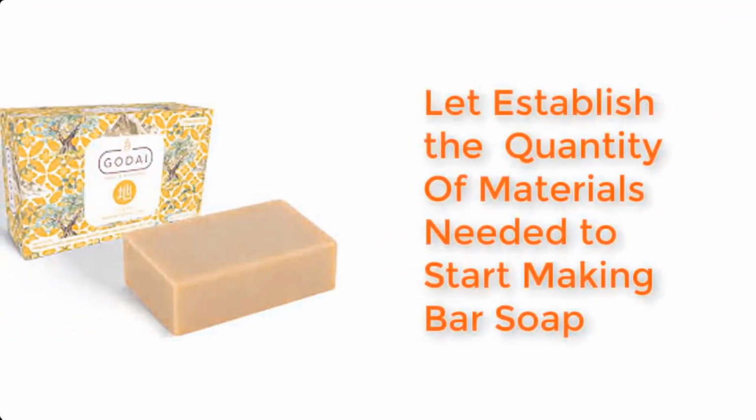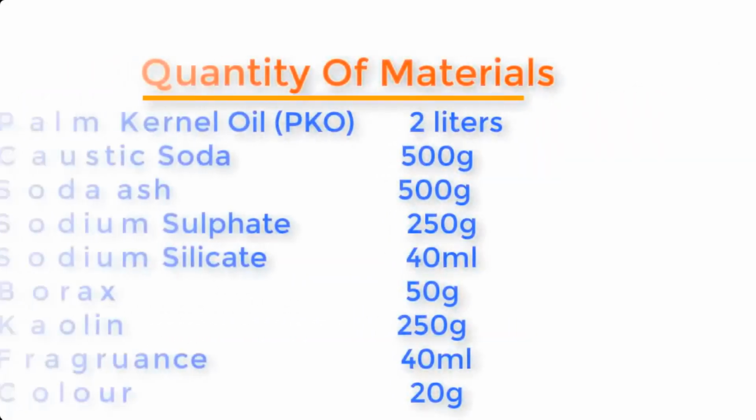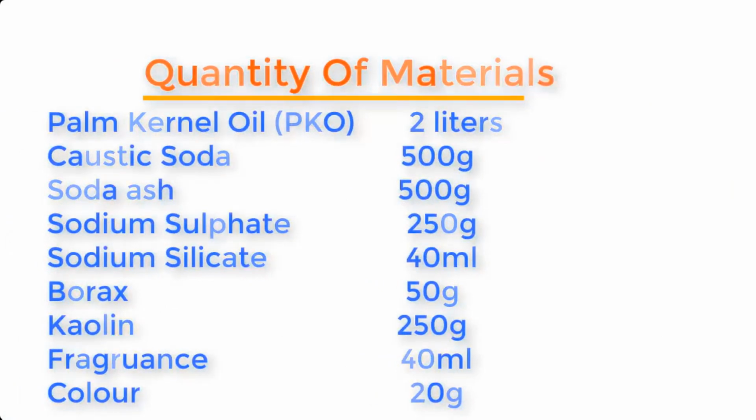Let's at this juncture establish the quantity of materials needed to start a production. Palm kernel oil, also known as PKO, 2 liters. Caustic soda, 500 gram. Soda ash, 500 gram. Sodium sulfate, 250 gram. Sodium silicate, 40 ml. Borax, 50 gram. Kaolin, 250 gram. Fragrance, 40 ml, and color, 20 gram.